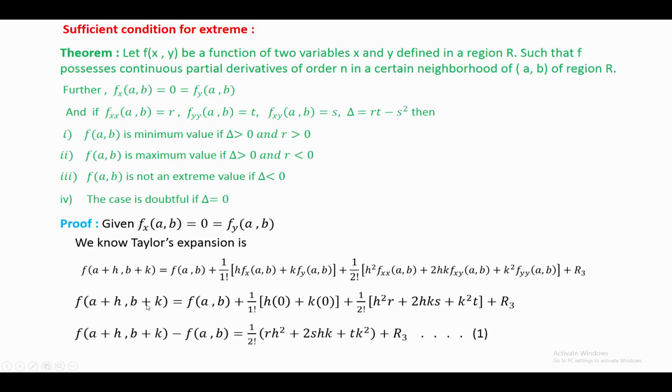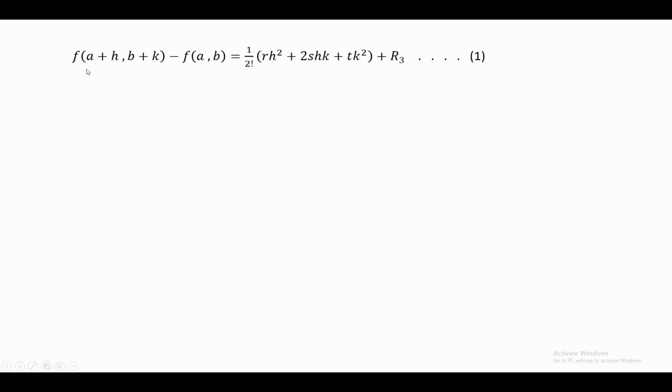So we get f(a+h, b+k) minus f(a,b) is equal to, this value is 0, 1 upon 2 factorial inside the bracket r into h square plus 2shk plus tk square plus r3. Here r3 is called the remainder, and it consists of terms of third and higher order in h and k. Now again write down f(a+h, b+k) minus f(a,b) equal to 1 upon 2 factorial inside the bracket rh square plus 2shk plus tk square plus r3. Denote this as equation number 1.